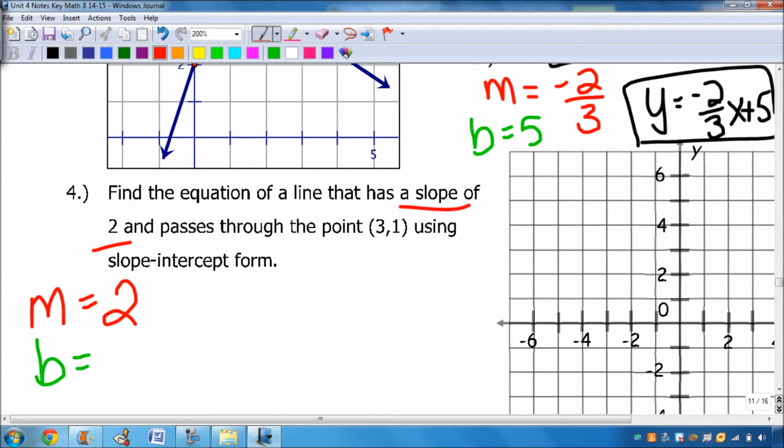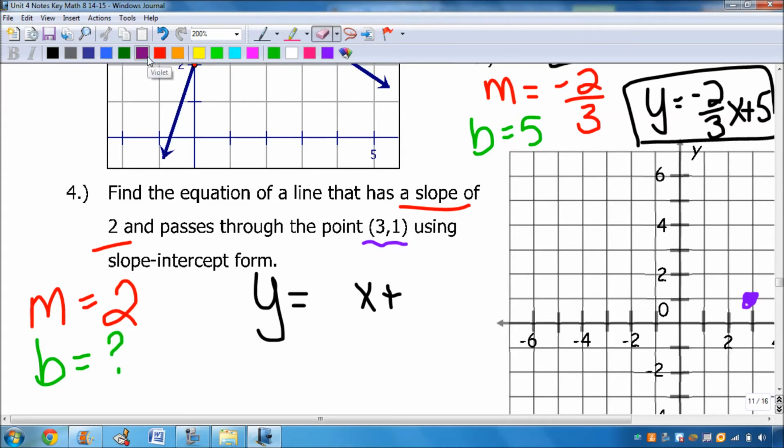But then it says it has to pass through the point (3, 1). Now this 3 and this 1 right here, neither of those numbers are your y-intercept, because if you look at (3, 1), if you're to graph it out, it ends up being at this dot right here, which is not on your y-axis. So you don't know your y-intercept. At this point in time, that piece of information is unknown. So guess what we have to do? We have to solve for that piece of information, okay? So y equals mx plus b, all right? Now, don't forget that we know the slope, right?